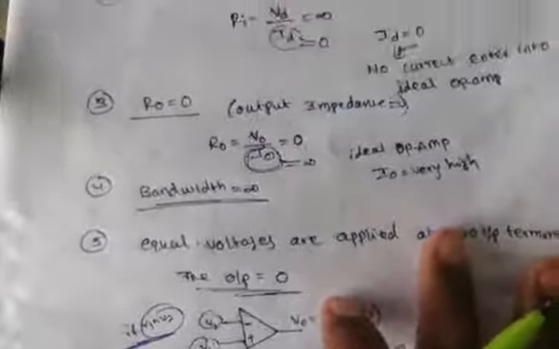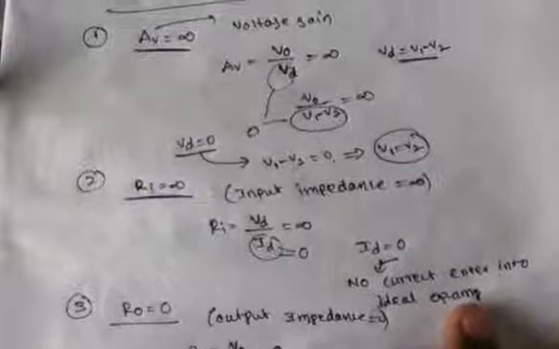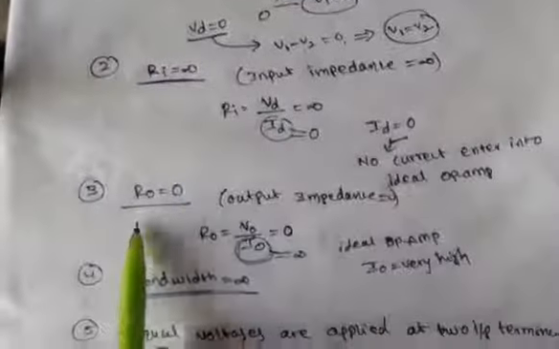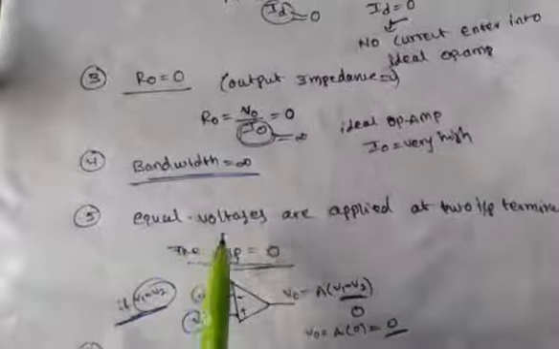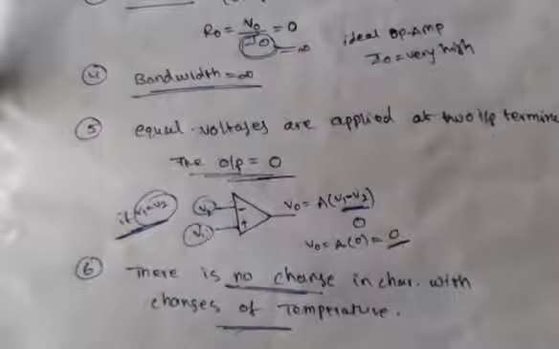Very important point. In that, one question will appear in your competitive exam. Once again I am repeating here: voltage gain AV should be infinity, input impedance should be infinity, output impedance is 0, bandwidth is infinity. When the two inputs are equal, output voltage should be 0. There is no temperature effect.